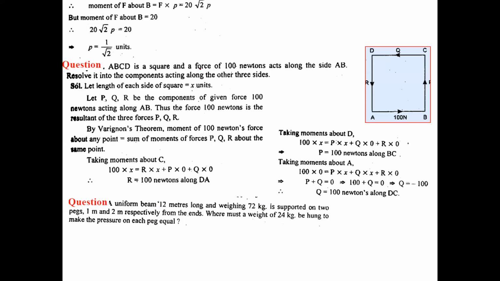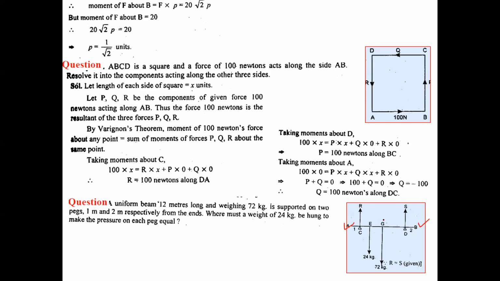So what does this question say? I am just showing you the diagram first, then I will explain. We have a beam 12 meters long. So AB is my beam in the diagram, which is 12 meters long and weighing 72 kg. The weight of the beam is 72 kg. Because we know that the center of gravity of a uniform beam is always at the middle point, I have taken G as the center of gravity of the beam and it is in the middle.